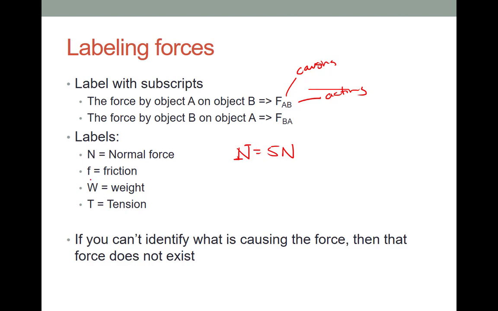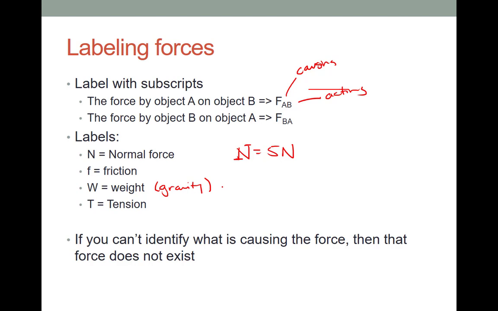Typically, I use a lowercase f for friction because an uppercase F is kind of a generic force that doesn't fall into these particular four types. I use W for weight. Remember, weight is the force due to gravity. You're like, okay, well, why not use big G?